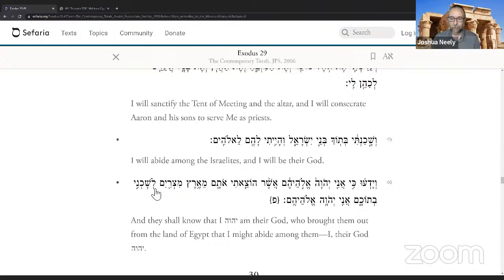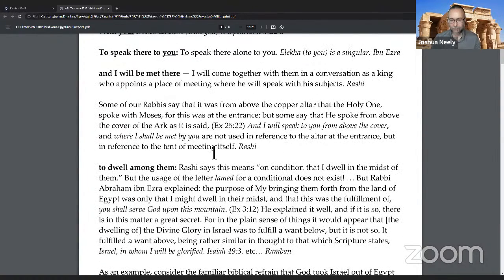Now, that is similar to the translation that we have here. But Rashi was arguing that it should be read not as the purpose, but as a conditional. Now, what difference does it make apart from grammar nerds? Well, Ramban explains. He explained it well, and if it is so, meaning the way that Rabbi Ibn Ezra said, that the purpose itself was in order that God could dwell in our midst, there is in this matter a great secret. What is it that makes us scratch our heads?